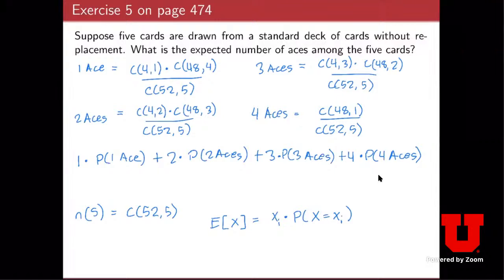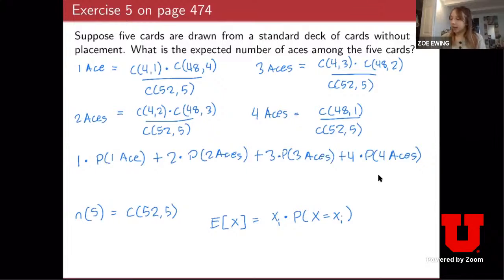Okay, so as long as you designated that this is the probability of getting 1 ace, this is the probability of getting 2 aces, as long as this is designated within your problem, this would be a totally fine solution. You don't need to multiply it out or anything. Out of curiosity, did anybody find the final value?